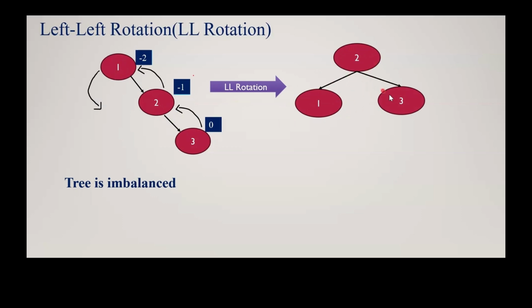After shifting, we have to check whether it is balanced or not. Here for the leaf nodes, there are no children, so 0. For 2, 1 minus 1, which is 0. So all the nodes have a balancing factor of 0, so it is a balanced tree. After the LL rotation, the tree is now balanced.